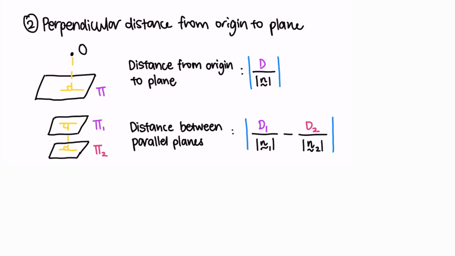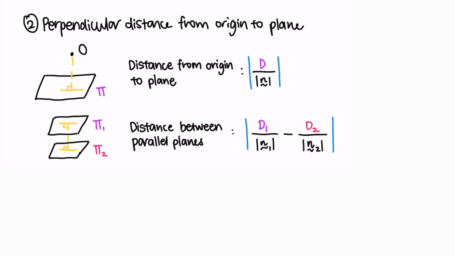Now I'm going to introduce a formula to find the perpendicular distance from the origin to the plane. So we have our origin O here, and we want to find this perpendicular distance over here. So the distance from the origin to the plane will always be |d| over the magnitude of the normal vector. This modulus sign is just to make sure that the distance is positive.